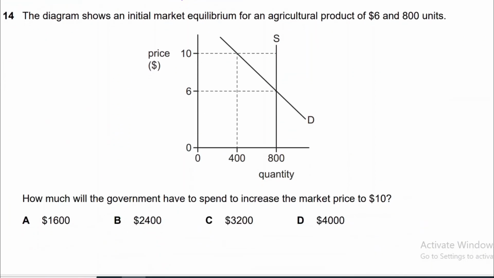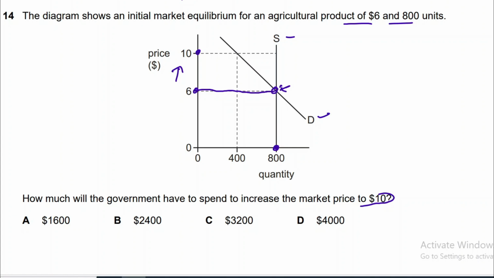Question number 14 says the diagram shows an initial market equilibrium for an agricultural product of $6 and 800 units. So initially quantity is 800 units and the price is $6. So the initial equilibrium point is D, where demand and supply intersect each other. How much will the government have to spend to increase the market price to $10? If the government wants to increase the price to $10, then how much should the government buy?